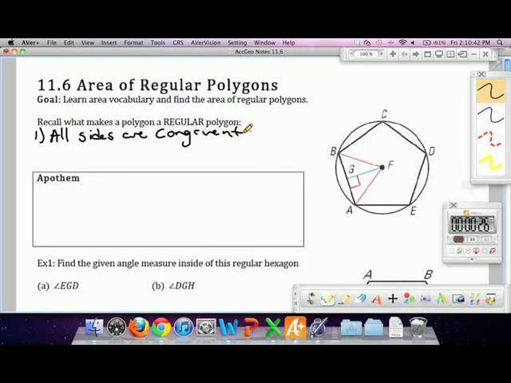And two, which we're going to take advantage of along with the first property: not only are all sides congruent, but all internal angles are congruent as well.